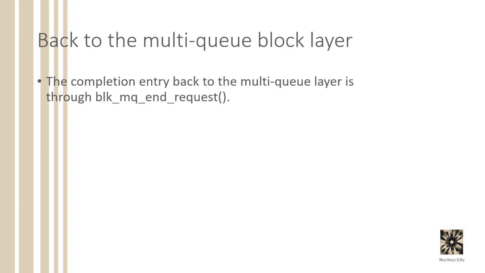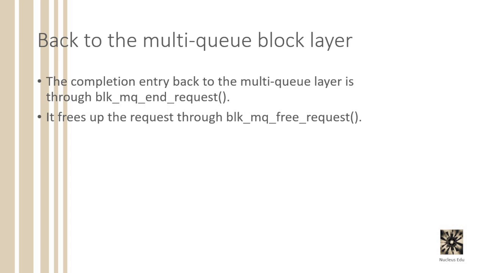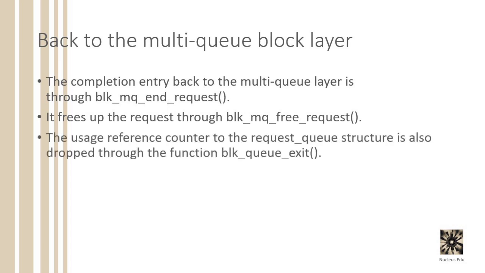Coming back to the block MQ layer, this block MQ end request function frees up the requests, and then does some small processing, like decreasing the usage reference count to the request queue structure. Basically, this completes the journey of our IO, and this is where we stop.